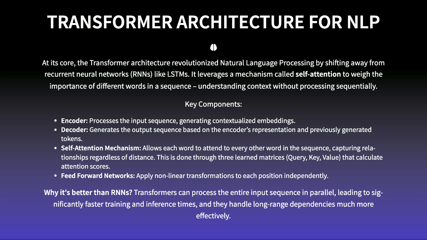It's all done through 3 matrices that calculate how important each word is to every other one. The architecture has an encoder, which processes the input and creates representations of the words, and a decoder which generates the output. Because they don't have to process things sequentially, transformers are much faster than previous models.